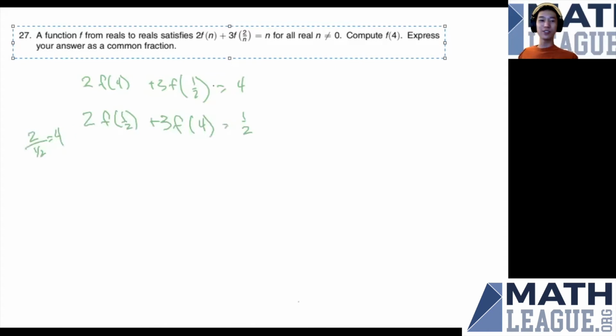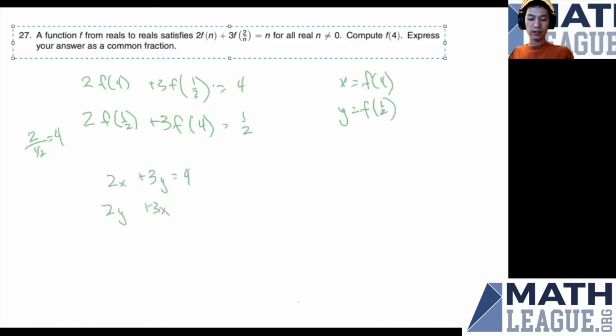So we're going in circles, and you might think we're stuck, except let's just strip away some of the notation. Let's suppose x is equal to f of 4, and let's call f of 1/2 y. Then let's rewrite this. We have 2x plus 3y is equal to 4, and 2y plus 3x is equal to 1/2. And what do we want? We want to compute f of 4, so this has just turned into a find x problem.